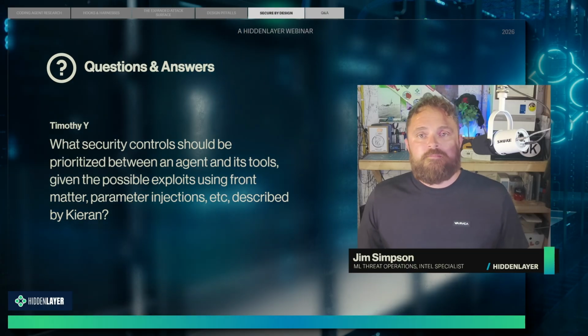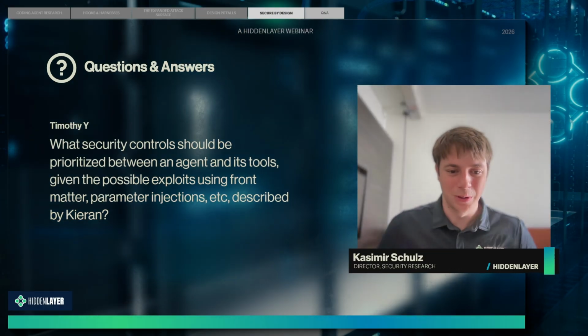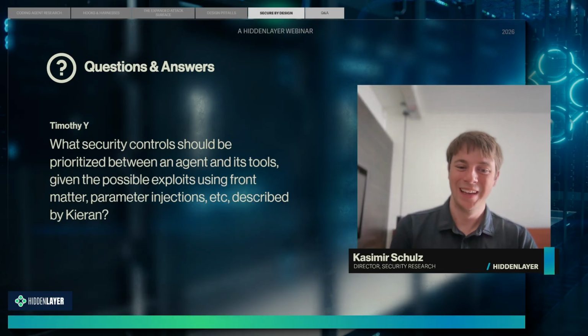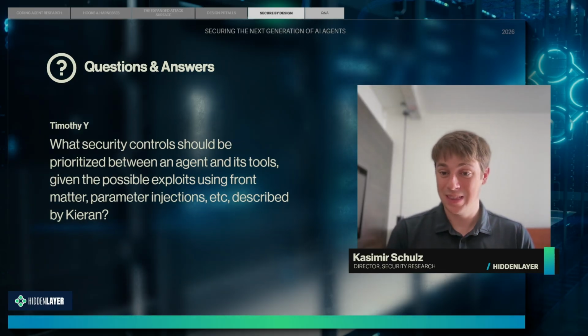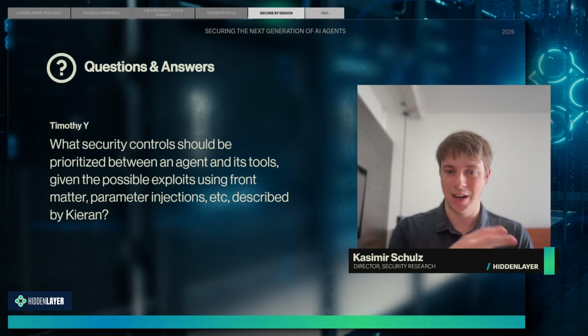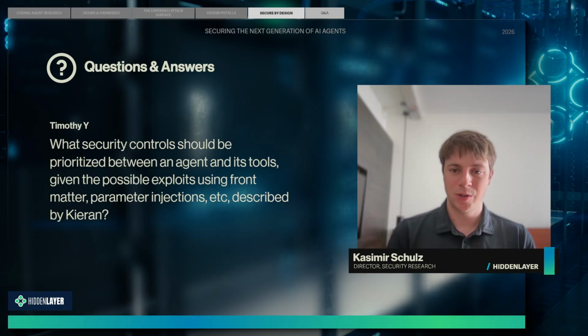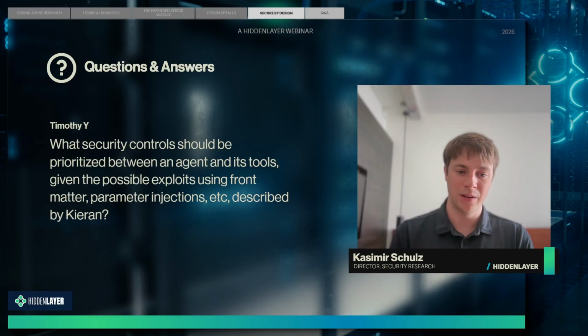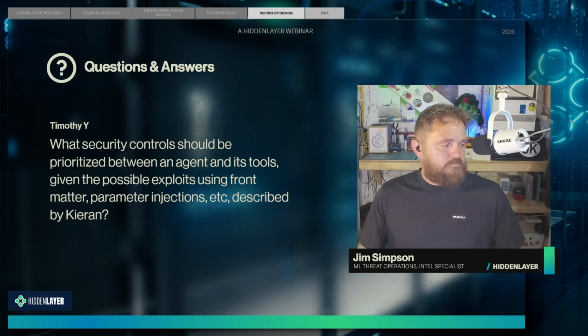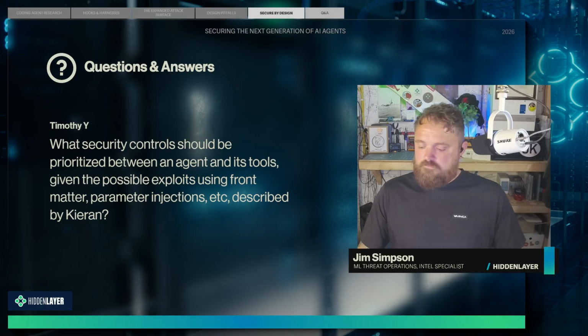Yeah, I can start off with that, and then Kieran, I'll let you give some extra pieces there as well. It's a great question. I think I might have answered some parts of it just now. I do want to break this question into two parts. I know you're specifically talking about the frontmatter components here, but we do also mention the parameter injections. But I think the most important security control that should be prioritized for any agent you're building is looking at the threat surface for indirect prompt injections.